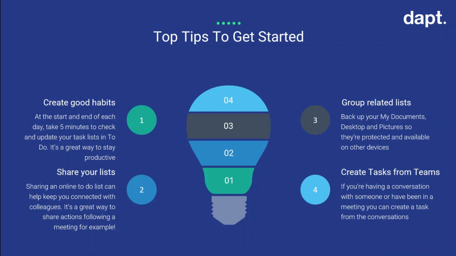Another one, group your related lists. So think about creating groups for those lists just to organize and tidy up the content within Microsoft To Do. Add pictures to those groups and to the task lists as well to make sure that it's really recognizable. It's a really good way to do that. Lastly as well, I can also create tasks from Teams. So if you're having conversations, just click on those icons and you can do that there as well.